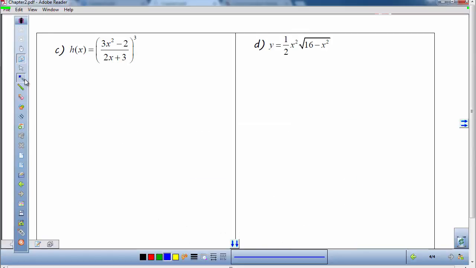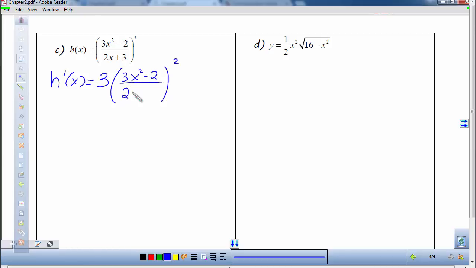So we get h prime of x equals 3. Okay, that's how we would deal with the power, right? The important thing to remember is when I'm dealing with that outside, the inside does not change. Don't take the derivative of the outside and the derivative of the inside and say you're done. That'll be wrong. So I dealt with my outside, inside stayed the same.